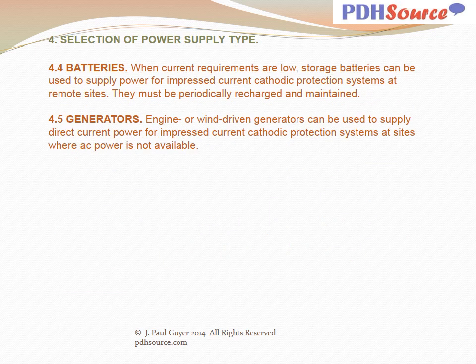With regard to batteries, when current requirements are low, storage batteries can be used to supply power for impressed current cathodic protection systems at remote sites. They must be periodically recharged and maintained. Generators, engine or wind-driven generators, can be used to supply direct current power for impressed current cathodic protection systems at sites where AC power is not available.